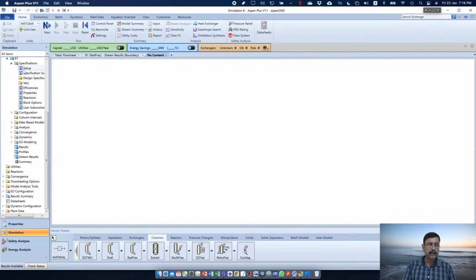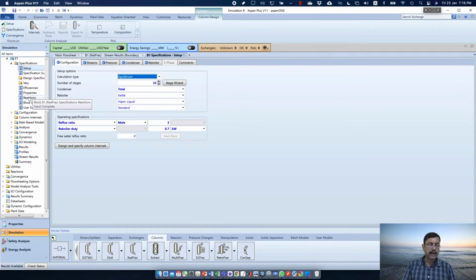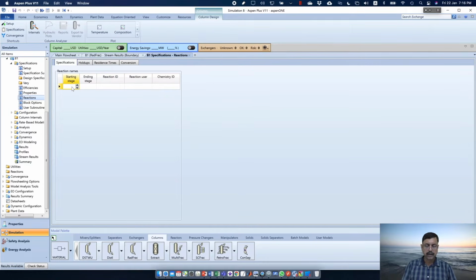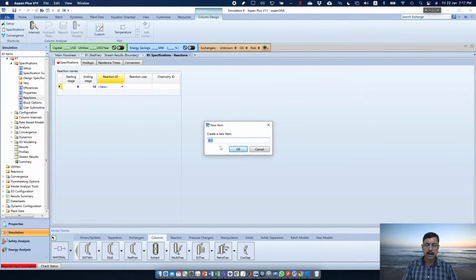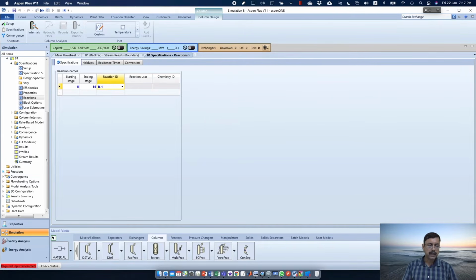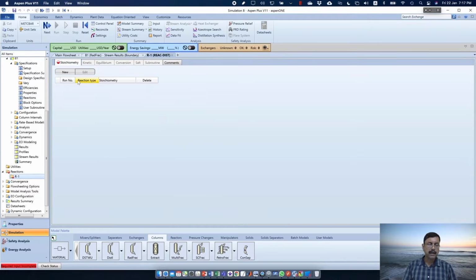So let us go back to setup, and here we have to add a reaction. That reaction begins at stage number 8, where acetic acid is being fed, and it ends at 14, because ethanol is being fed through the 14th stage. So all the reactions are expected to happen between the 8th stage and the 14th stage. There is no reaction ID as such, so we have to create a new reaction ID. Let us say R1. Then you will find the reaction over here. You have to add a new reaction.